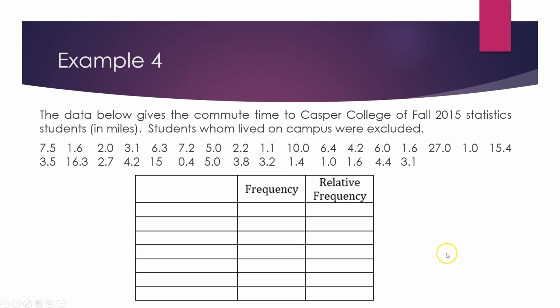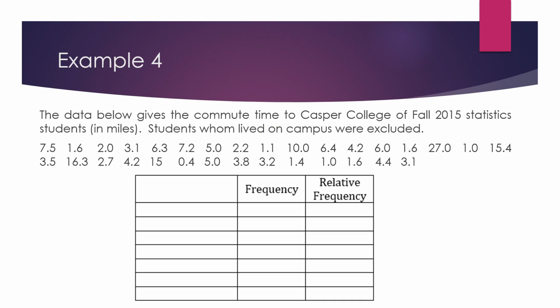So the last example is going to include a decimal place, and it's just a consideration that you will have to take. The data below is the commute time to Casper College of fall 2015 statistics students in miles. This was data that I had actually collected from my students last semester, and this data set does not include those that lived on campus. When this question was asked of them, if they lived on campus, then they said that they lived 0 miles away. So I excluded all of those.